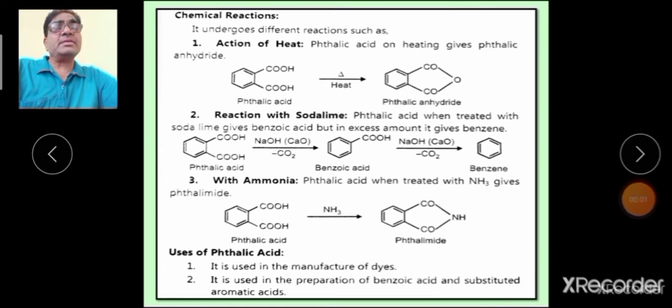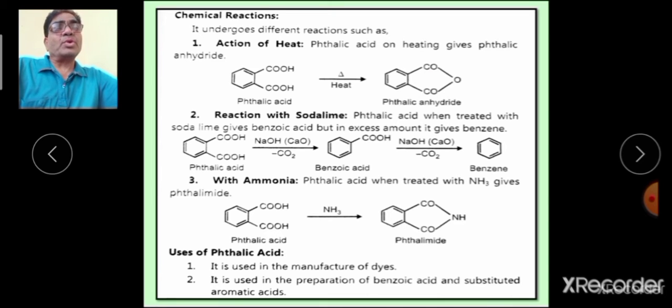Chemical reactions of phthalic acid: action of heat. Phthalic acid on heating loses a molecule of water, giving phthalic anhydride. This is a phthalic acid. On heating forms anhydride, that is water molecule is lost.